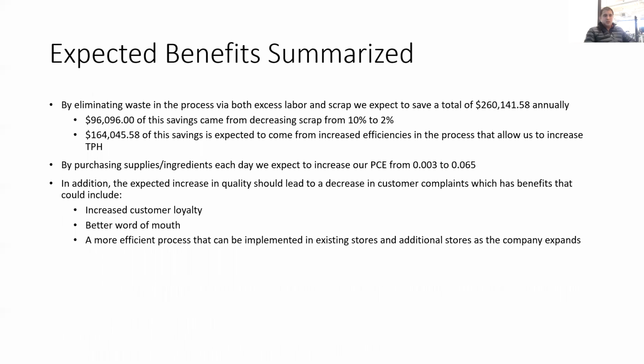So just in summary, by eliminating waste in the process via both excess labor and scrap, we expect to save approximately $260,141.58 annually. 96,000 of this comes from reducing scrap, and approximately 164,000 will come from increased efficiencies. By purchasing our supplies and ingredients each day, we expect to increase our quality and also increase our process cycle efficiency from 0.003 to 0.065.